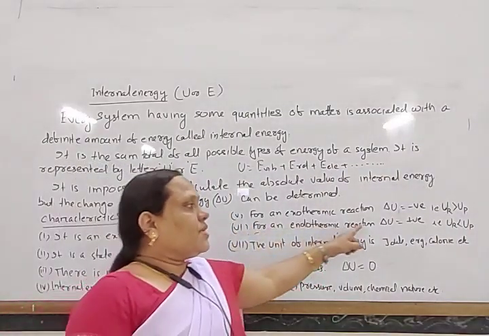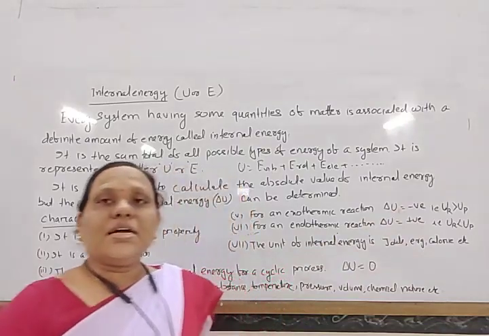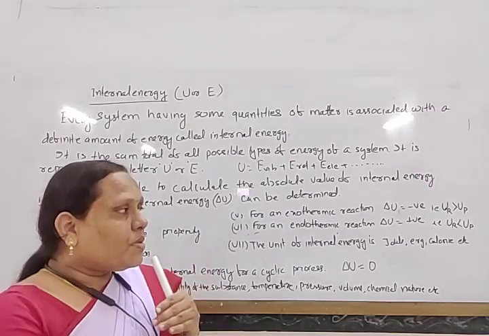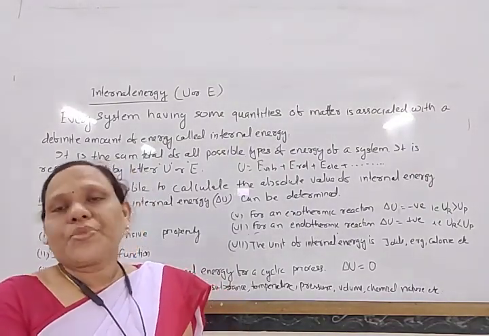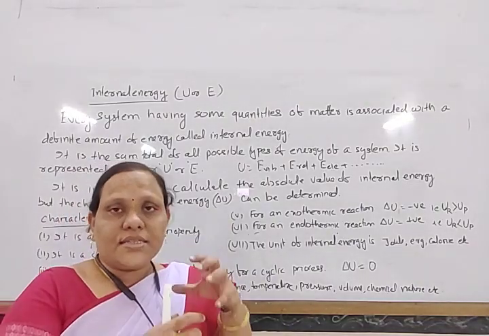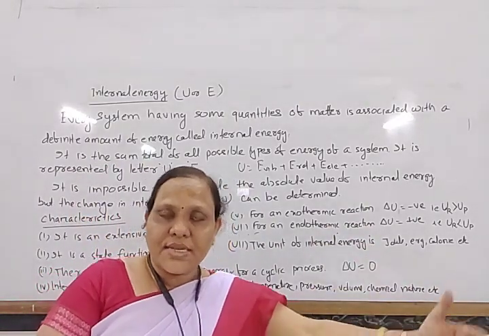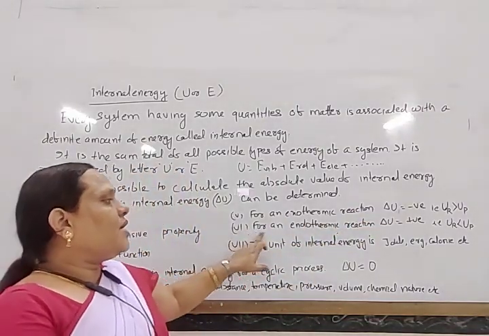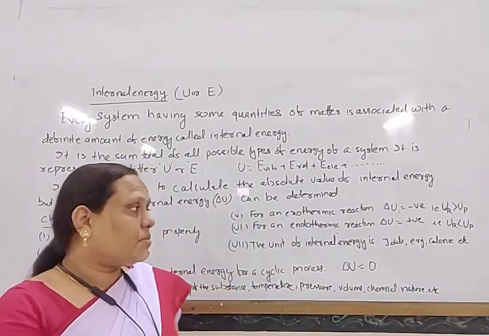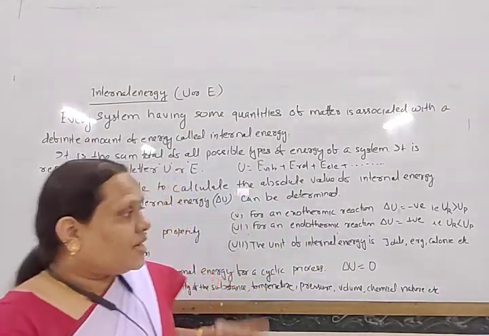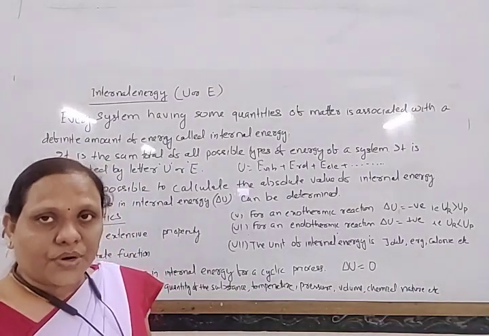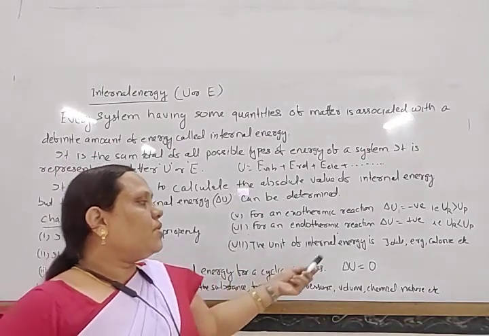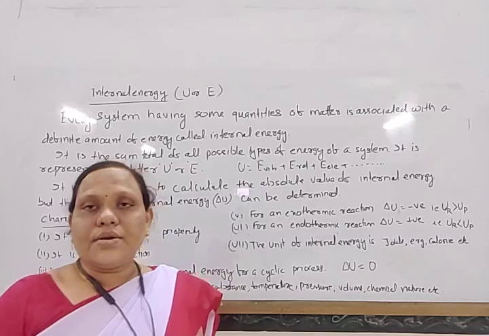For an exothermic reaction, del U is negative, that is, the energy of the reactant is greater than the energy of the product, so U product minus U reactant gives a negative value. As the energy of the reactant is more, it gives product and some amount of energy. For an endothermic reaction, where energy is absorbed, del U is positive. The energy of the reactant is less than the energy of the product. The unit of internal energy is joule or calorie, etc.